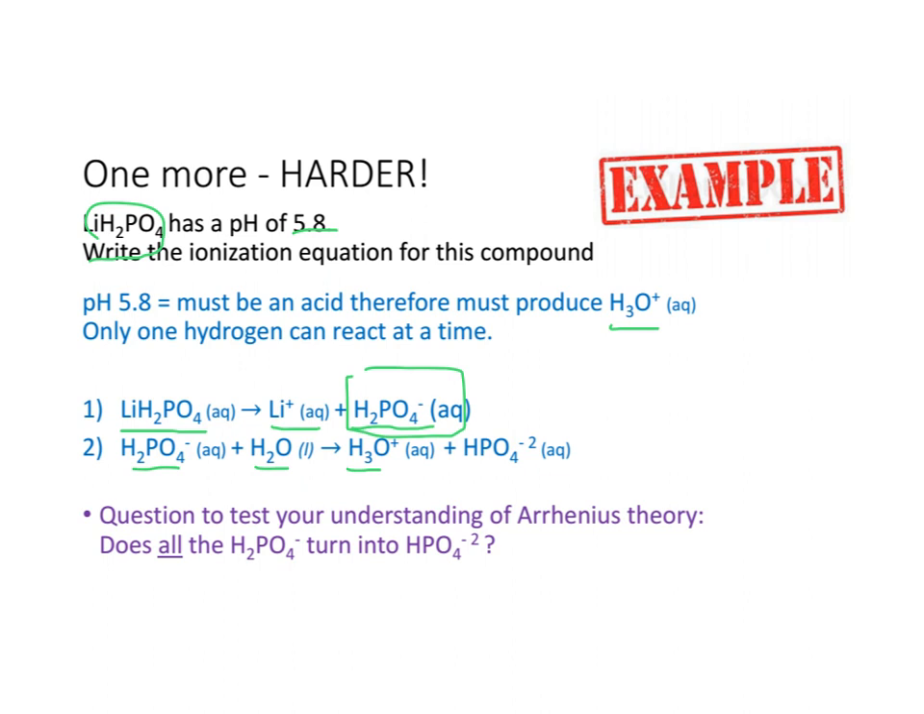Now remember our rule, if a compound has two or more hydrogens, such as dihydrogen phosphate, we're going to react one hydrogen at a time. So H2PO4 now becomes H1, right, PO4.